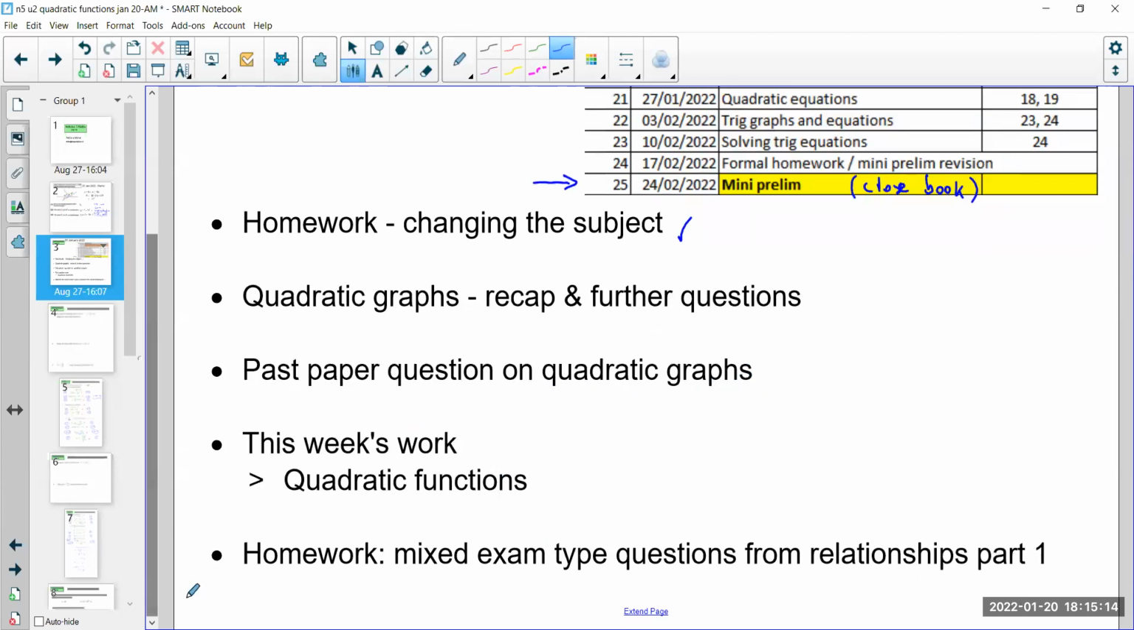And one of the teachers put the mixed exam type questions from relationships part 1. So it's a good overall. Again, guys, the homeworks are more for you to see where you're at, what you still need to work on. I've seen some people giving their homework more attention than others.